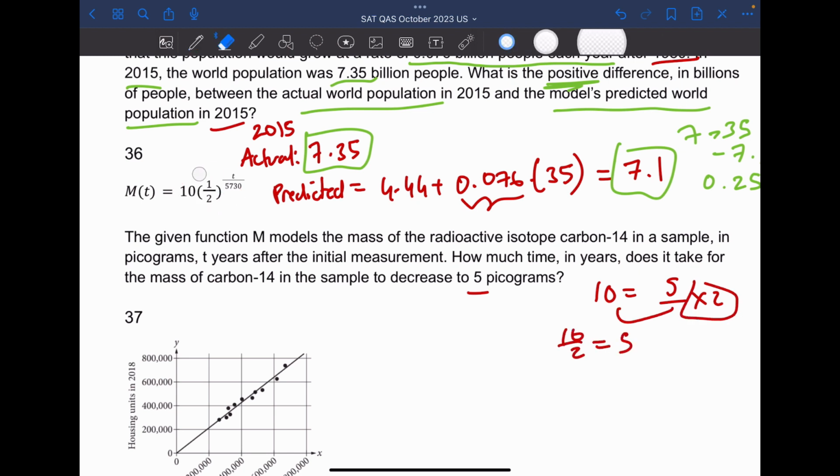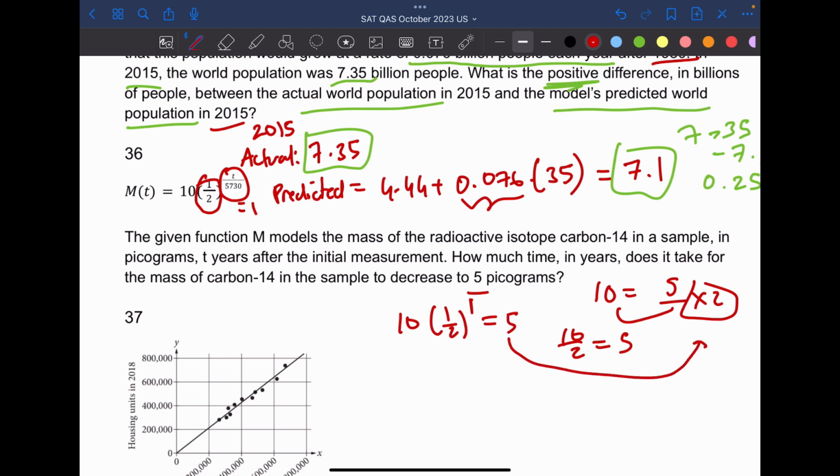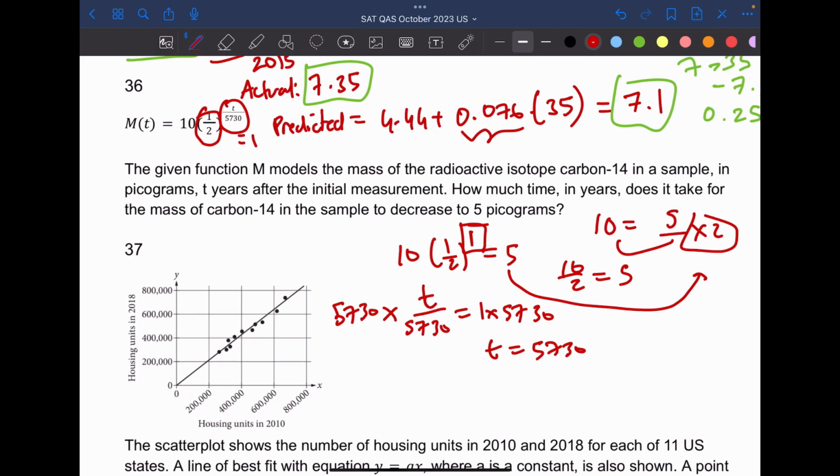That means we want one whole cycle of this 1/2. That means we also want this exponent on top to equal 1, because if 10 times 1/2 to the power of 1 is equal to 5, which is what we want, once again, we want the exponent to be 1. That's our main goal in this question. So if I ask you, t over 5730 is equal to 1, what is the value of t? Pretty simple. Multiply both sides by 5730, and you end up with t is equal to 5730, and you're done. That is the answer for t, and it's that simple.